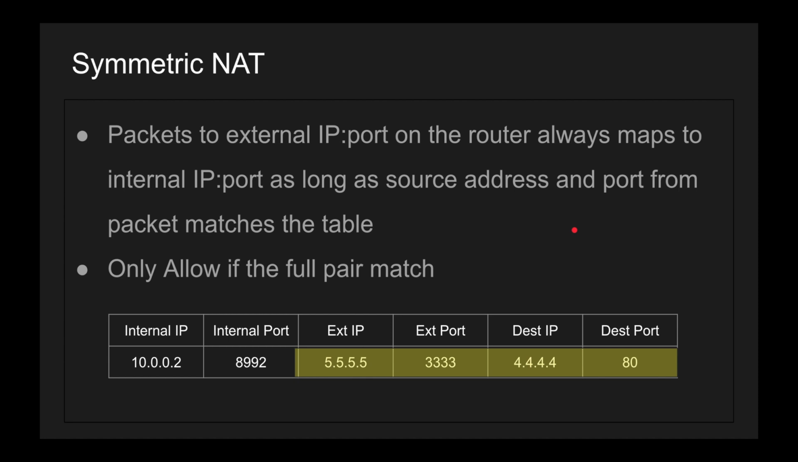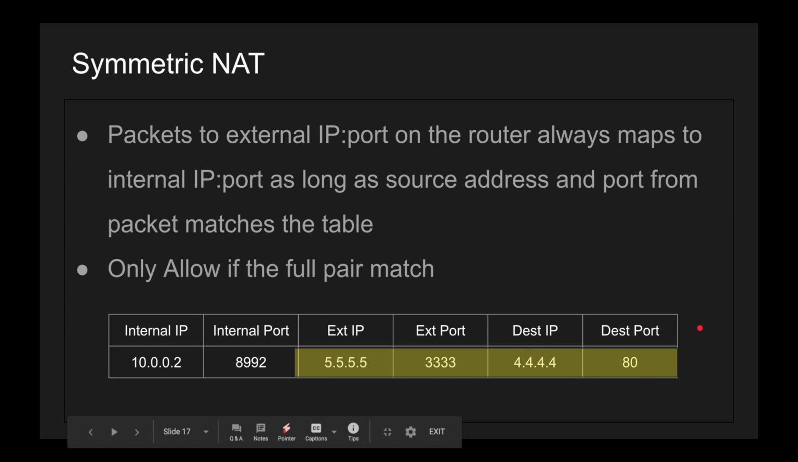Symmetric NAT is the most restricted one, and to me it's the one that makes the most sense security-wise. So you can send me packets only if you exactly match the same full pair. I'm not looking at the whole table. I'm looking at the thing that you want to request. You want to go to 5555 3333, you better be the actual destination and port. If you're not, I'm not going to let you in.